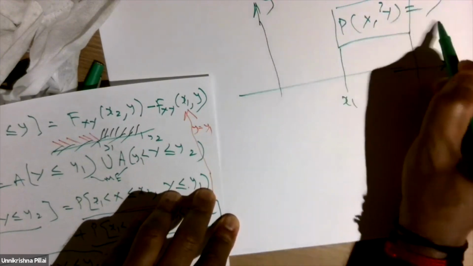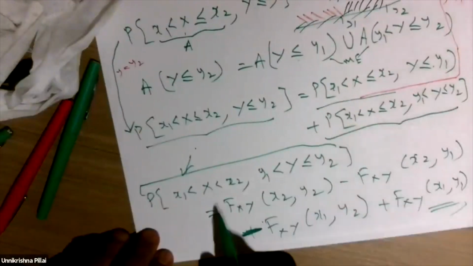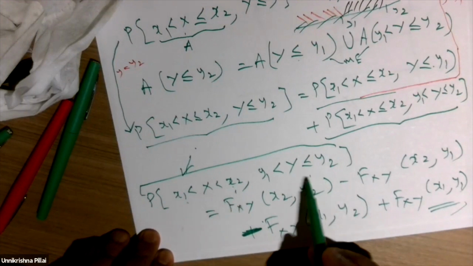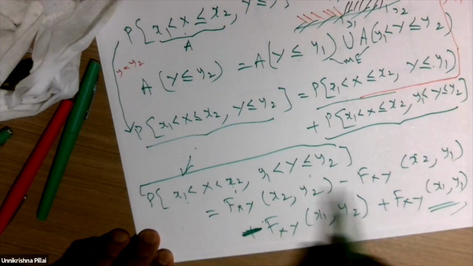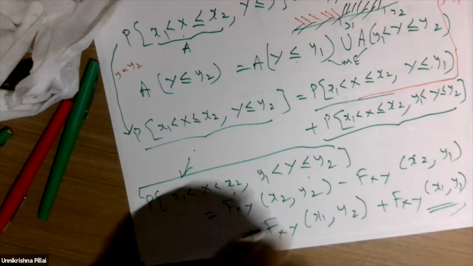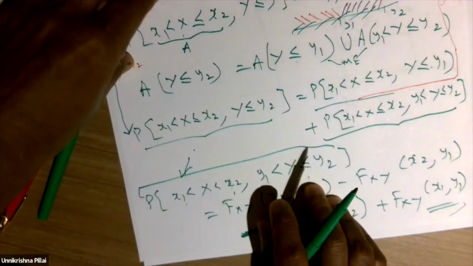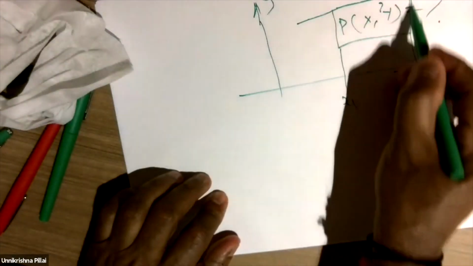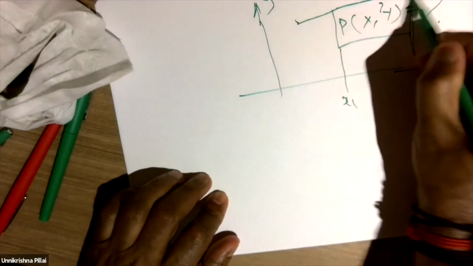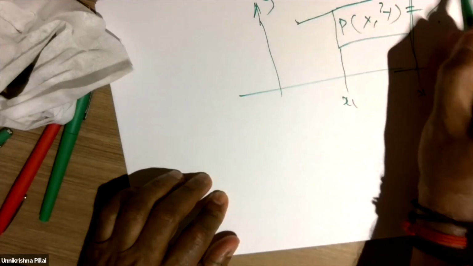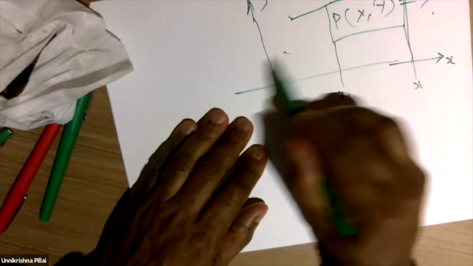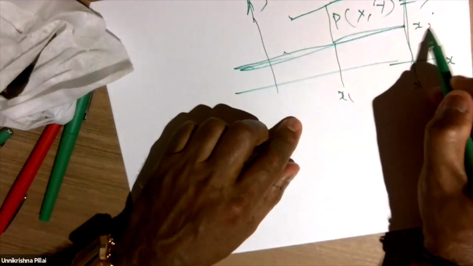So this probability is what we are computing here. That is precisely this. Look at here. The probability that X is between x1 and x2 and Y between y1 and y2 you can compute using these four distribution functions. Look at the distribution function. You compute the distribution function up to this point here, which is x2 comma y2. From that, you subtract the distribution function up to here, which is, remember, x2 comma y1.